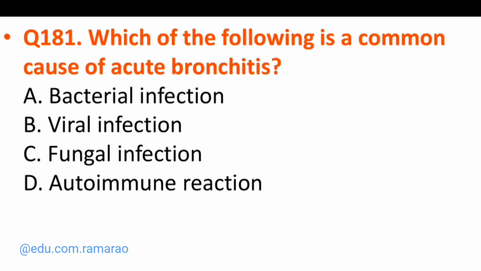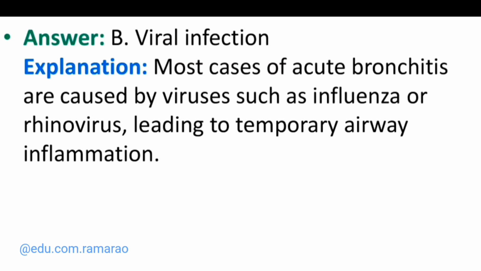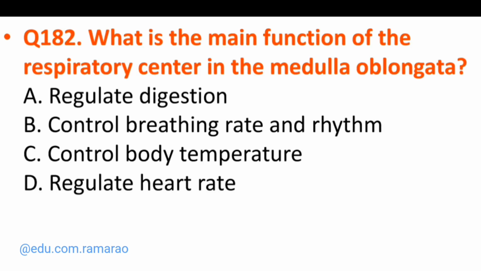Which of the following is a common cause of acute bronchitis? Option A bacterial infection, option B viral infection, option C fungal infection, option D autoimmune reaction. The correct answer is option B viral infection. Most cases of acute bronchitis are caused by viruses such as influenza or rhinovirus, leading to temporary airway inflammation.